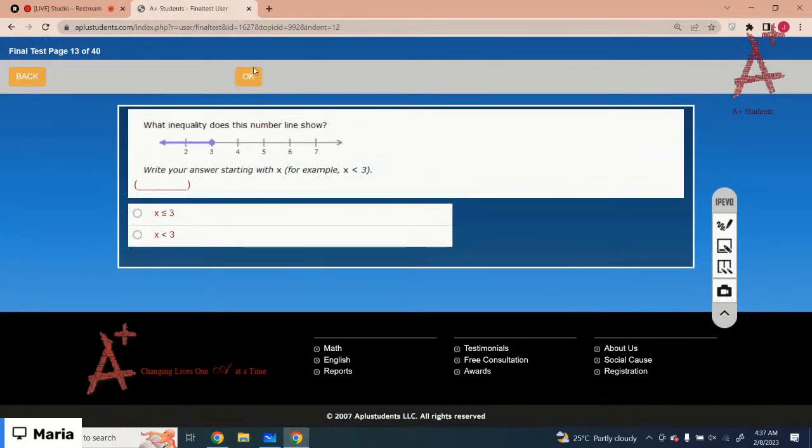What inequality does the number line show? You have a filled in circle at 3, that means x can be 3. And also the graph is pointing at the left hand side, that means x is less than or equal to 3. Got it? The correct option is x is less than or equal to 3. That is option number 1.